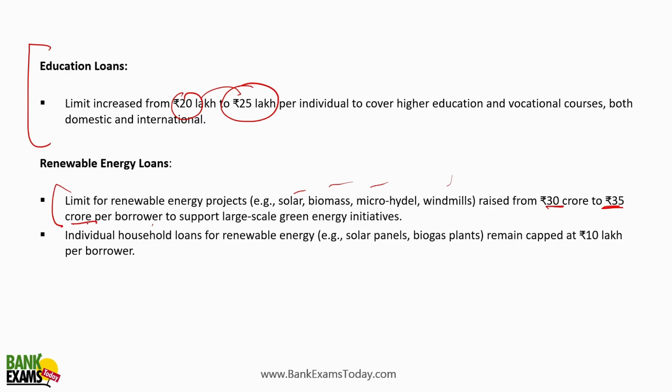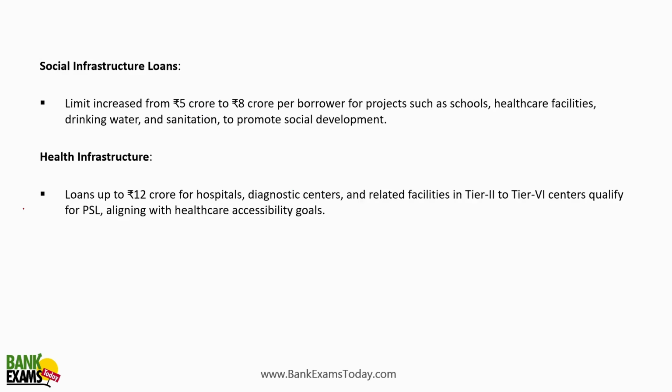For building large scale projects. For individual households, if they want to set up solar panels, the cap is still 10 lakh रुपए. इसमें कोई चेंज नहीं आया है. Okay, but renewable जो बड़े प्रोजेक्ट हैं, that limit has been changed from 30 to 35 crore, अभी 35 करोड़ है. For social infrastructure loans, the limit has been increased from 5 crore to 8 crore. 8 crore is the new limit per borrower for projects such as school, healthcare facilities, drinking water, sanitation, etc.